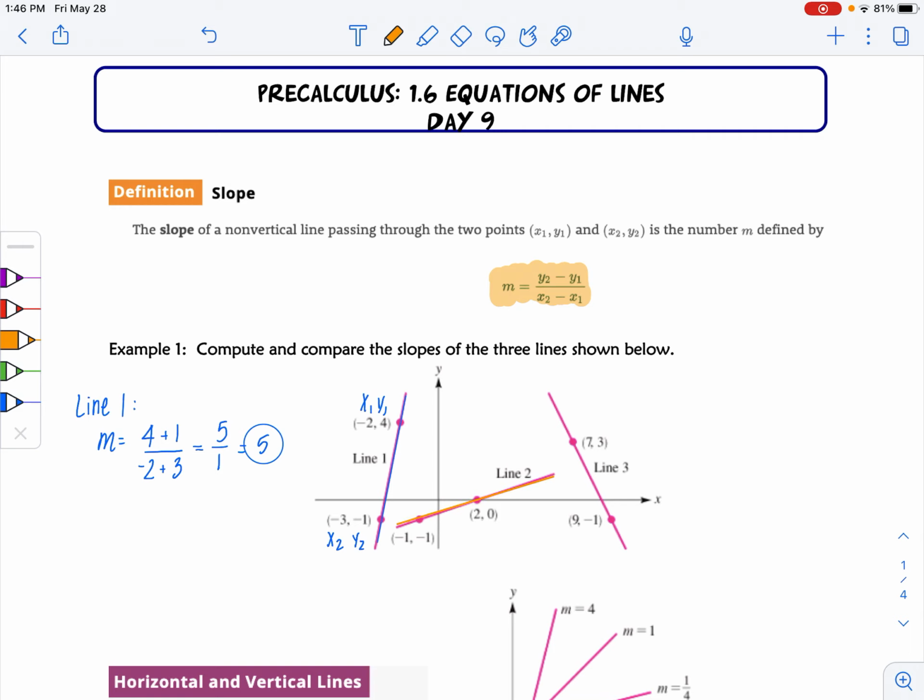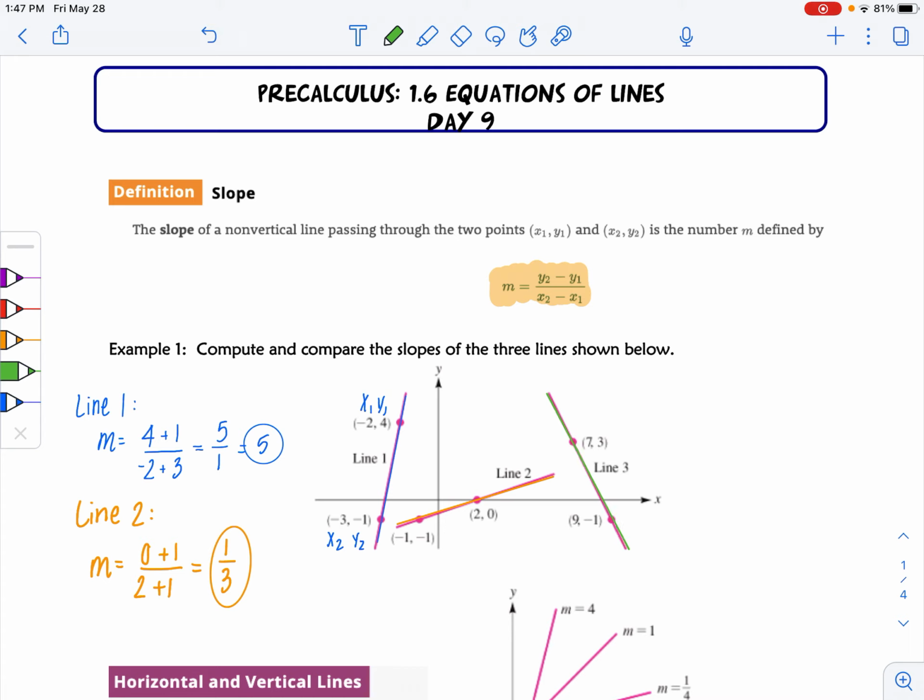Next, we're going to do the slope of line 2, this orange one. It does not matter which point you choose as your x1, y1. So I'm going to go ahead and just do 0 minus negative 1 over 2 minus negative 1. Look at me already switching those to positive signs again. So that slope is 1 over 3. Positive, up 1 over 3 units.